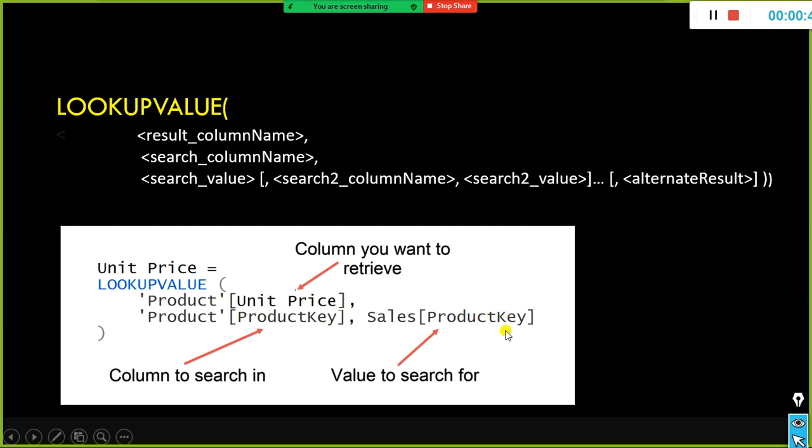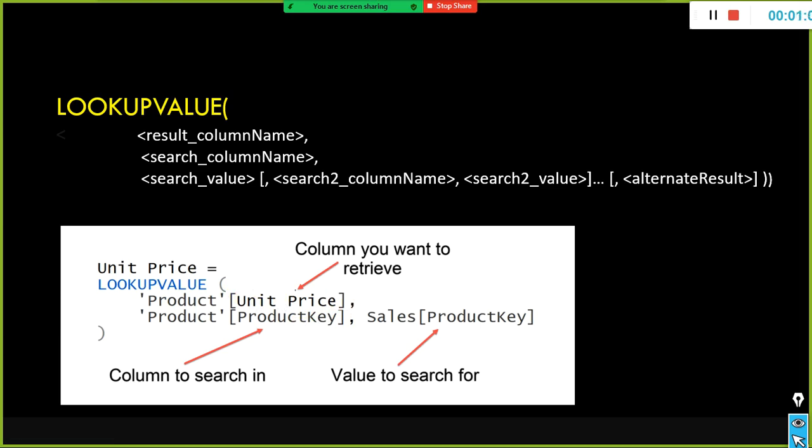So basically, I am currently in my sales table. In the sales table, I have a column called product key. I want to take this product key and then do a lookup in this product table based on this product key. For the corresponding product key, what is the unit price? I need to return it. That is how the lookup function works.